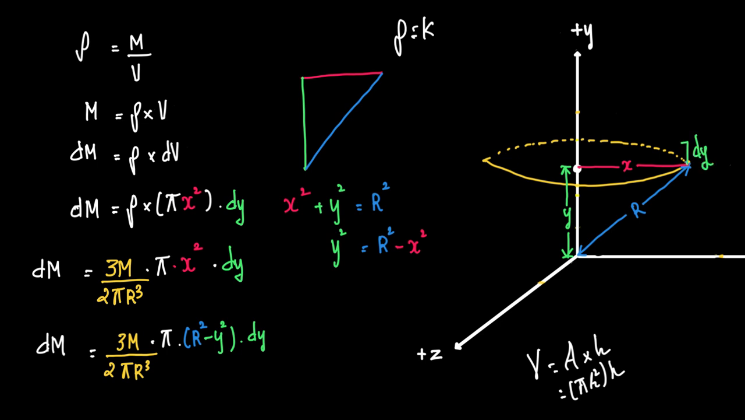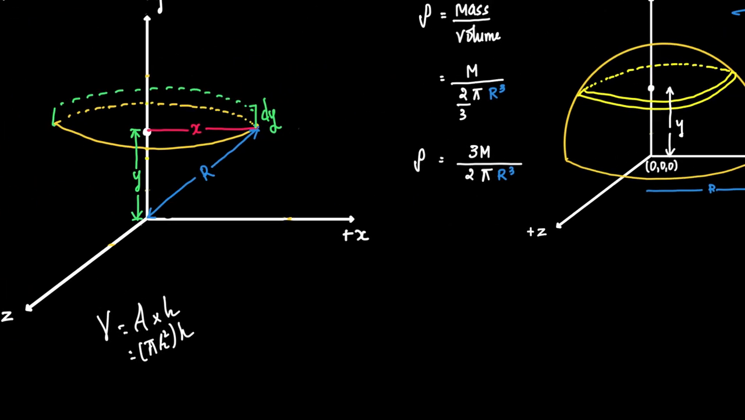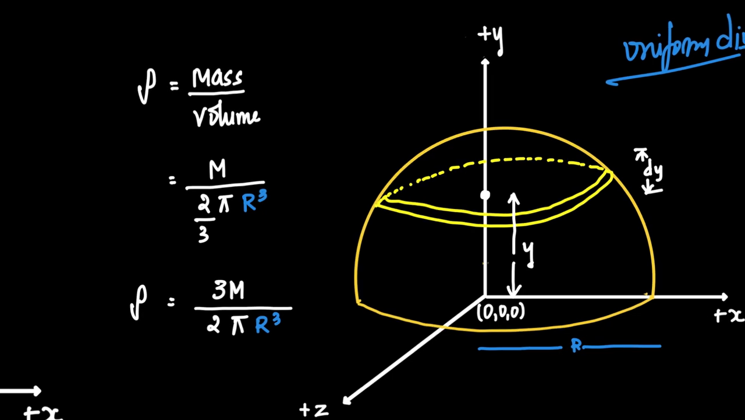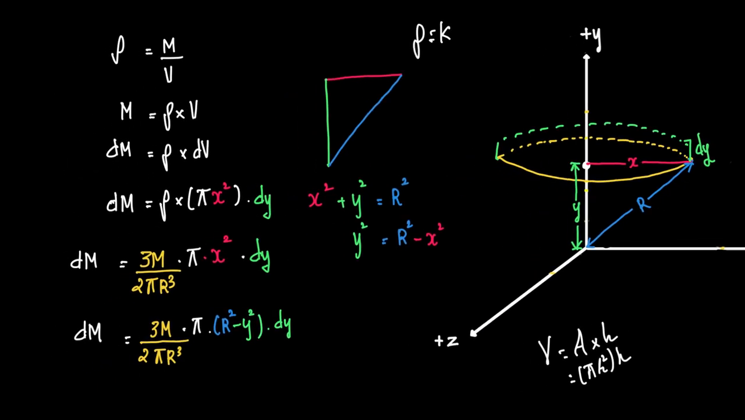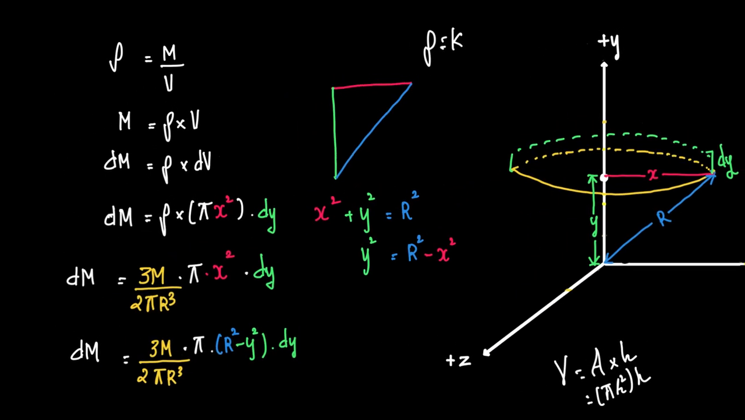Well, this is how the disk looks in 3D, right? So we have pi r square replaced as pi x square into h, which is dy. Exactly, that is why we express the complete equation in terms of y, because we have dy here. So what is rho? Rho from this largest hemisphere is 3m by 2 pi r cube, and if we bring the same over here, what we get is dm is equal to rho replaced by 3m by 2 pi r cube into pi x square dy.